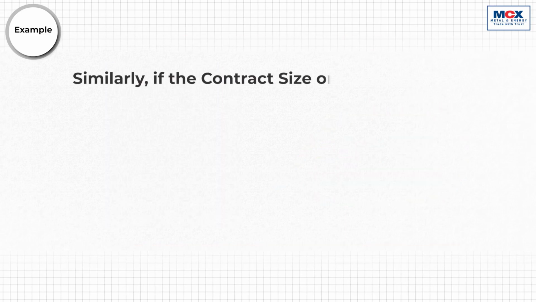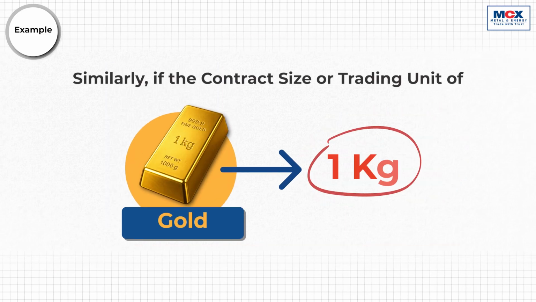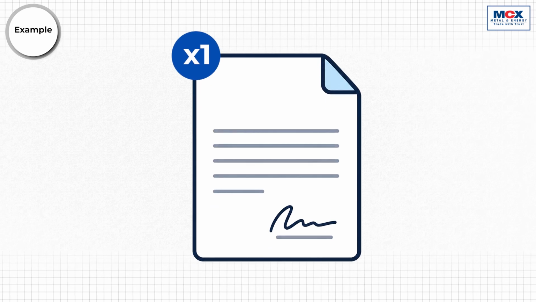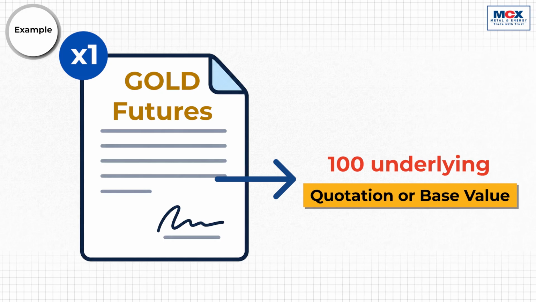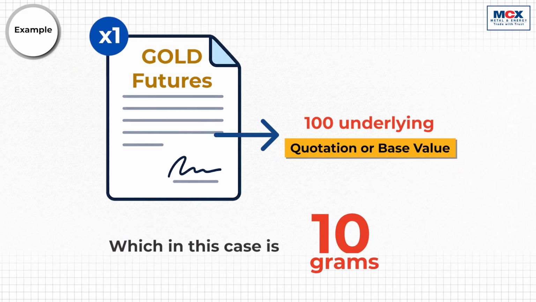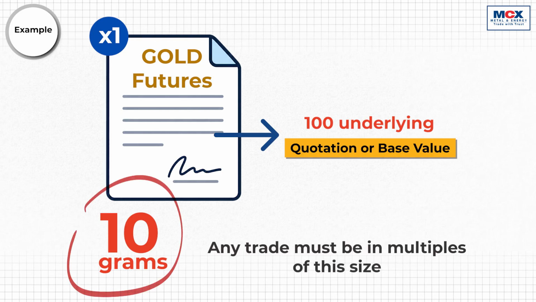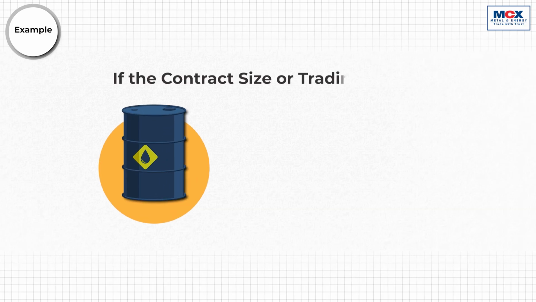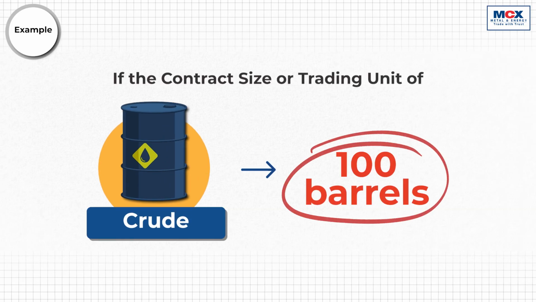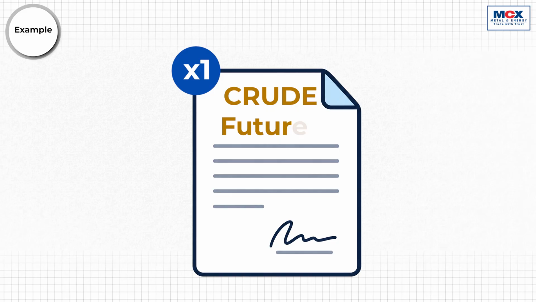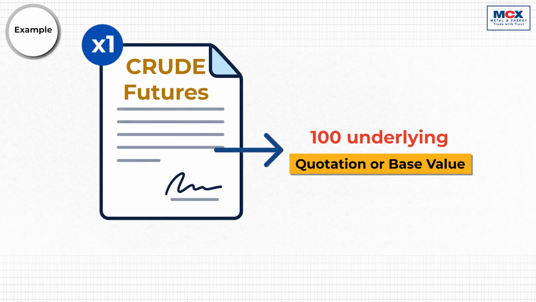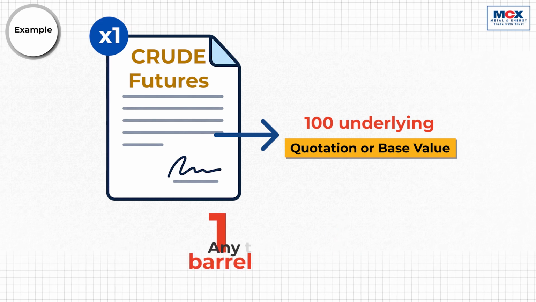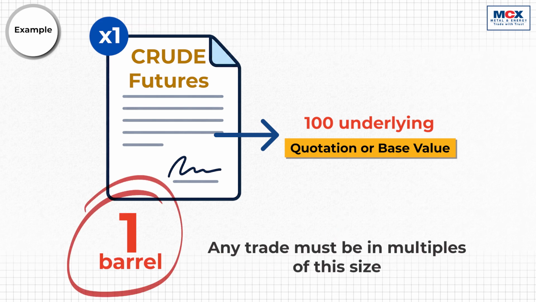Similarly, if the contract size or trading unit of gold is 1 kg, it means that one contract of gold futures represents 100 underlying quotation or base value, which in this case is 10 grams. Any trade must be in multiples of this size. Similarly, if the contract size or trading unit of crude is 100 barrels, it means that one contract of crude futures represents 100 underlying quotation or base value, which in this case is 1 barrel. Any trade must be in multiples of this size.